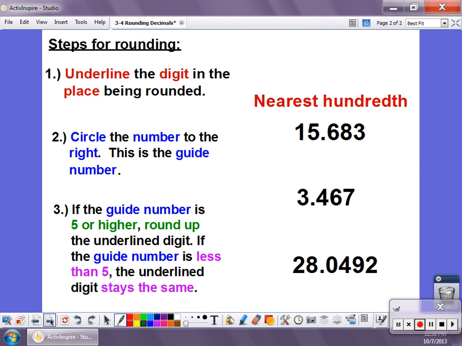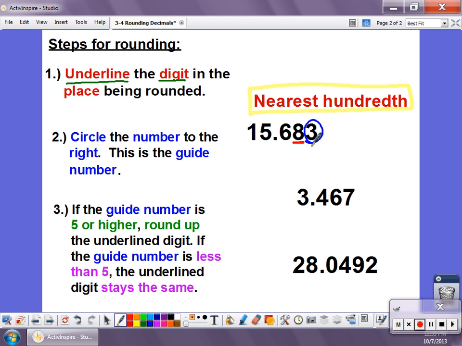The rules for rounding are the same no matter what place value you're rounding to. In this case, I'm going to round to the nearest hundredth. This time, the digit that I underline is the one in the hundredths place. My guide number is the one to the right of that. The rest of the rules are the same. If it's a 5 or above, this number gets rounded up. If it's less than 5, the underlined digit stays the same. So this would be 15 and 68 hundredths.